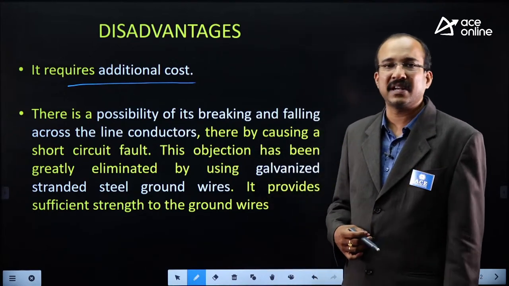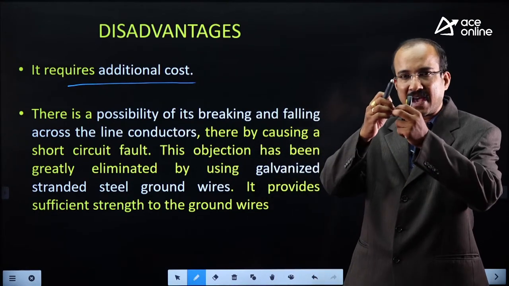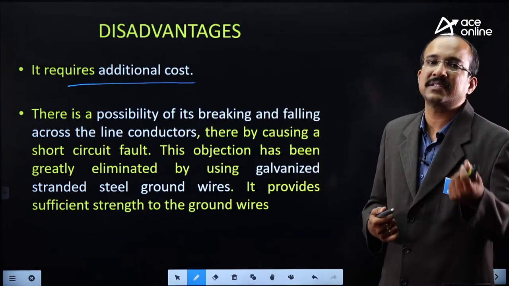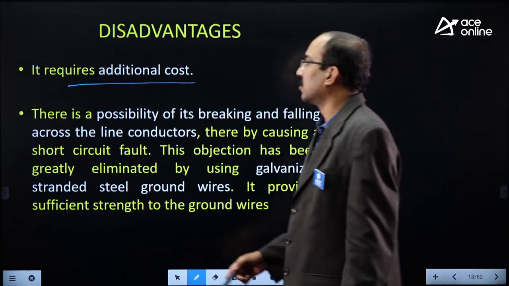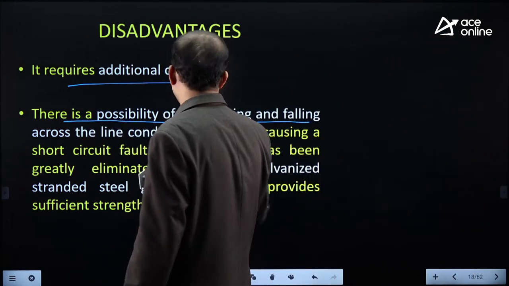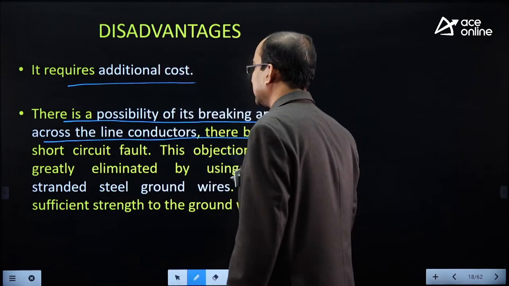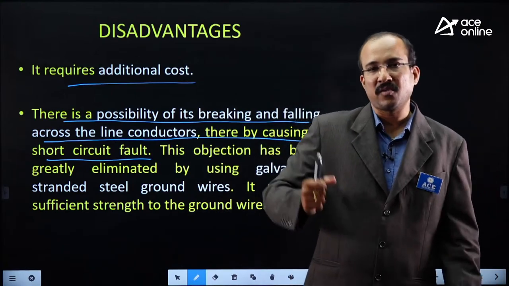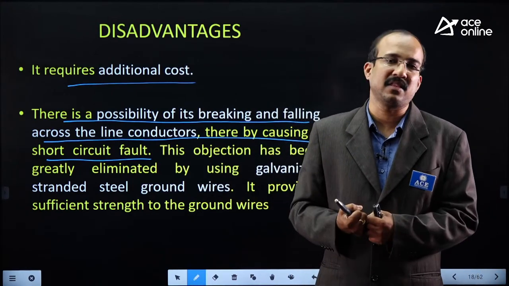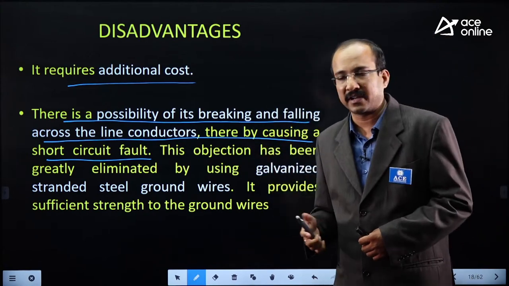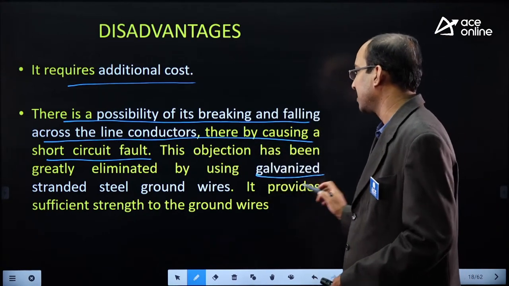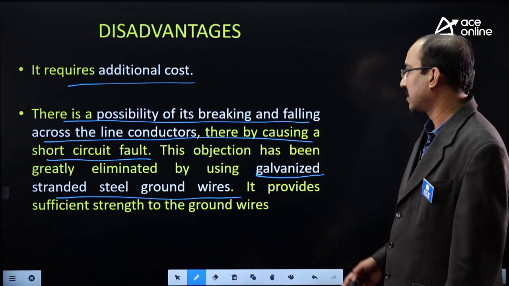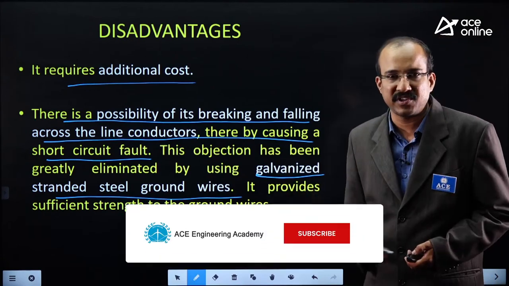The other disadvantage is, if this ground wire gets broken and touches the phase conductor, it will unnecessarily create a fault. So there is a possibility of breaking and falling across the line conductors, causing a short circuit fault. How do you overcome that? By using a high strength conductor for the overhead ground wire, that is, galvanized steel stranded ground wires are used. It will provide sufficient strength.